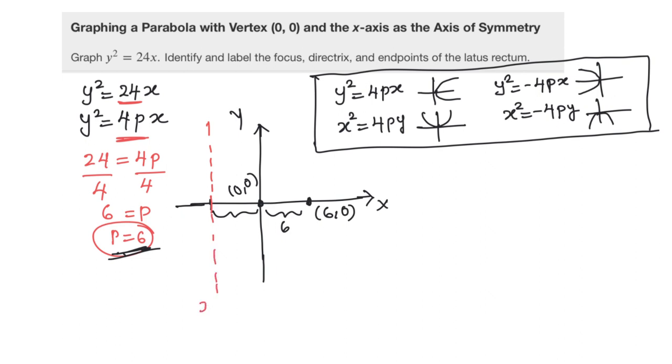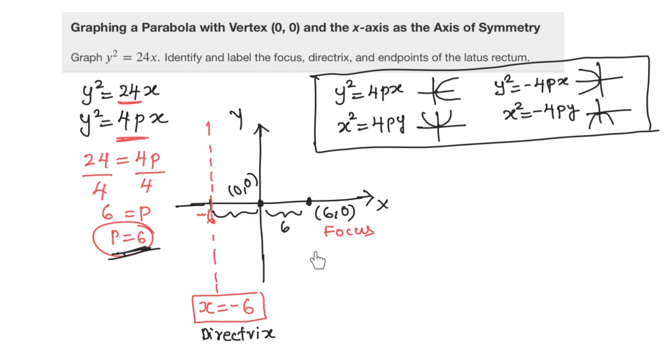Always write the equation. Equation of a vertical line is x equal. Since it is on the left side, this is crossing through negative 6. So x equal negative 6. This is the directrix. In order to graph this, I know this is a U-shaped graph, but I need to know whether it is this wide or this narrow. I don't know. So I need to figure that out.